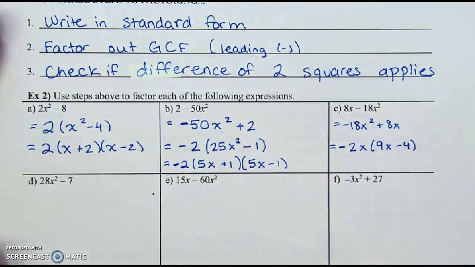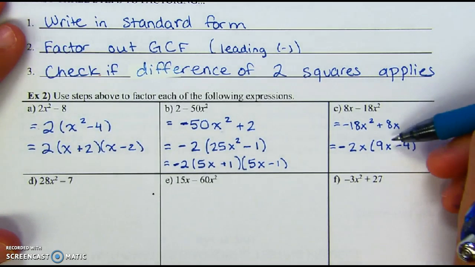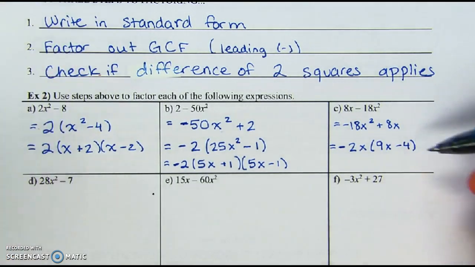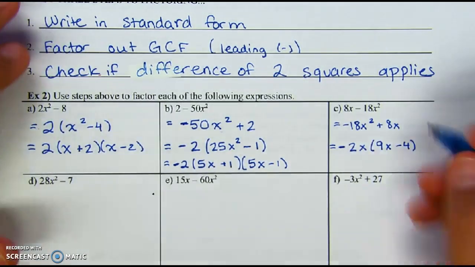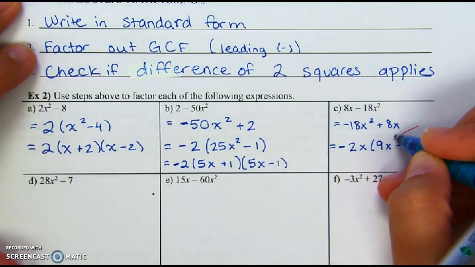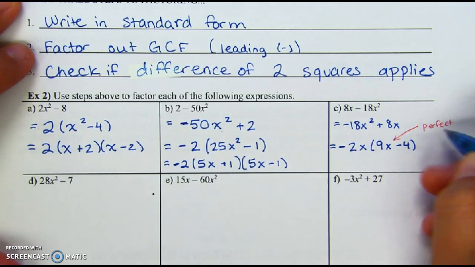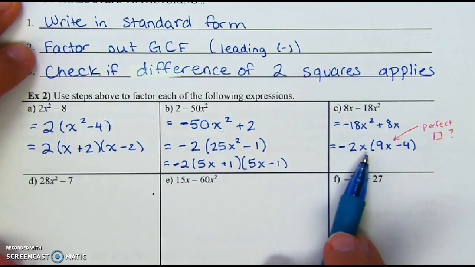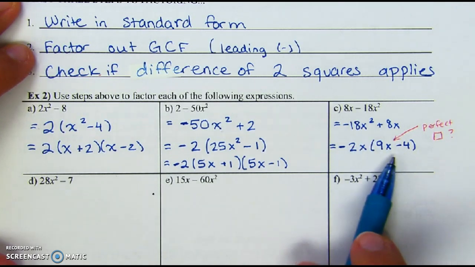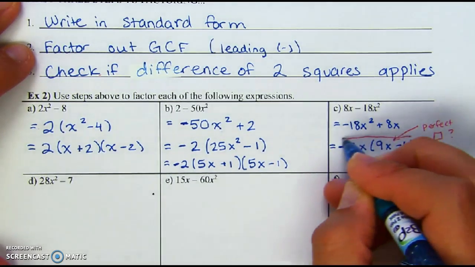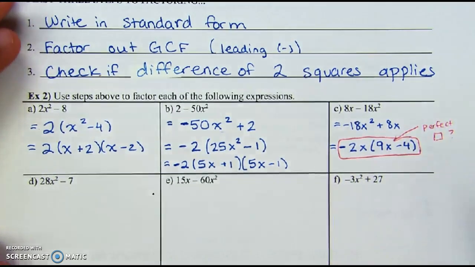Okay, this is a trick. Ready? They want you to think it's difference of 2 squares. Is the 9 a perfect square? Yes. Is the 4 a perfect square? Yes. Is this x a perfect square? No. It's not a perfect square because we factored out this x. X times x is x squared, so this is not a perfect square. So how do you know you're done? You're done because there's no difference of 2 squares.